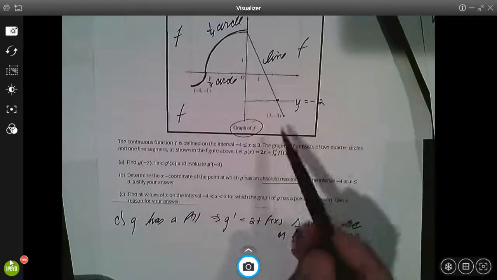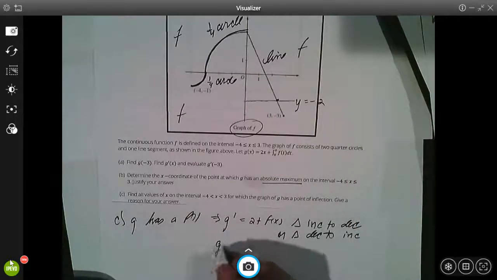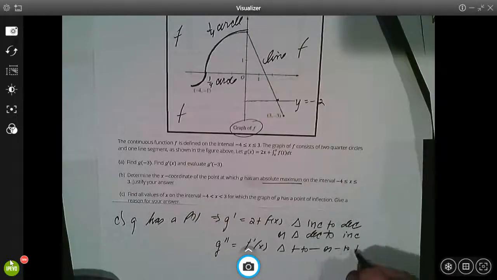Well, that's great, but I don't have the graph in front of me that I need. I could also talk about g double prime, which we know is f prime. Well, that has to make a change from positive to negative, or negative to positive. Now, I want to be careful.